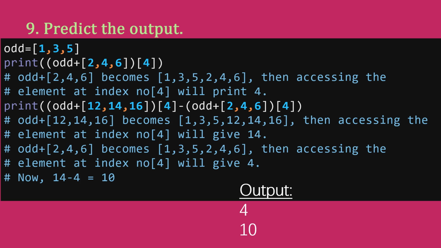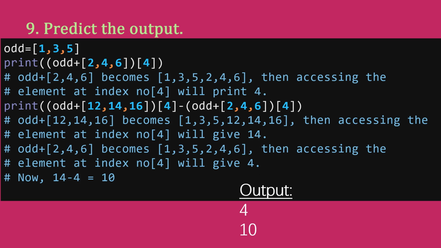So what will happen? Odd is the existing list having values 1, 3, 5. Then another list having values 12, 14 and 16 is added. So your new list becomes 1, 3, 5, 12, 14, 16 like this. From this we are accessing the value which is present at index number 4, that is 14.